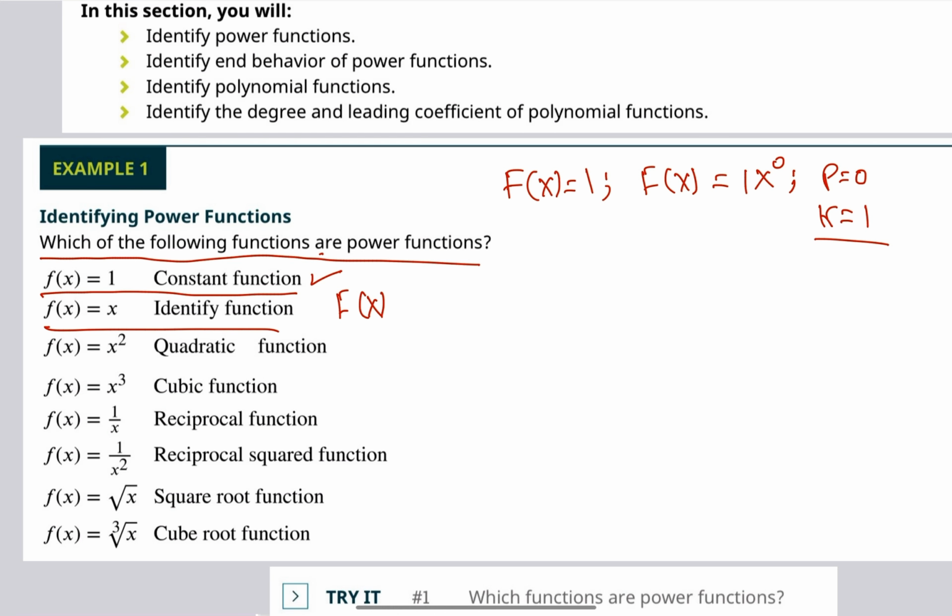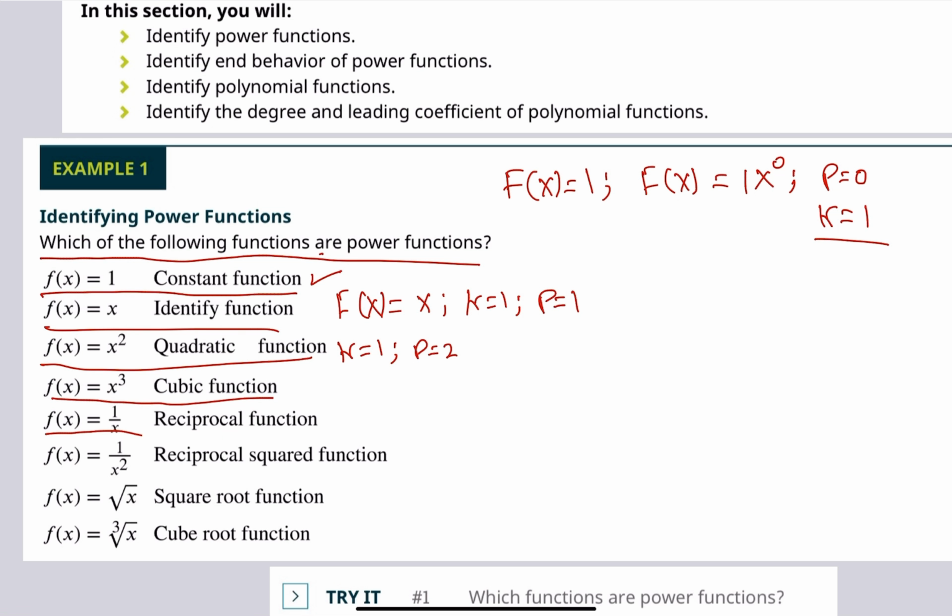Now, what about the second one? F of x equals k, which is simply 1. K equals 1. And we have x raised to the power of 1, which means that p is 1. So k is 1 and p equals 1. What about this? K equals 1. We have x squared, so p equals 2, which is totally fine. It's written in the form of a power function. Same with this cubic function. We have x cubed, k is 1, p is 3.